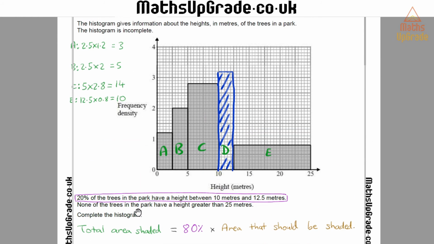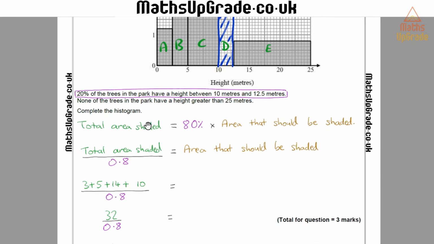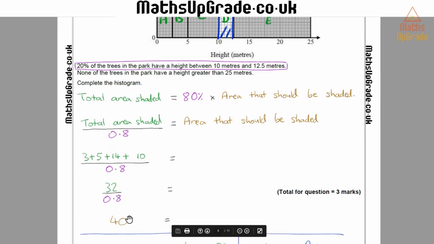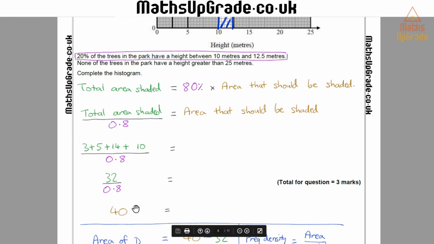The total area shaded is given by the sum of these 4 sections here. So that is 32, and 32 divided by 0.8 is 40. If you're not sure how I've done this, you can just do 32 times 10 and 0.8 times 10, which is 320, divided by 8, which is 40.